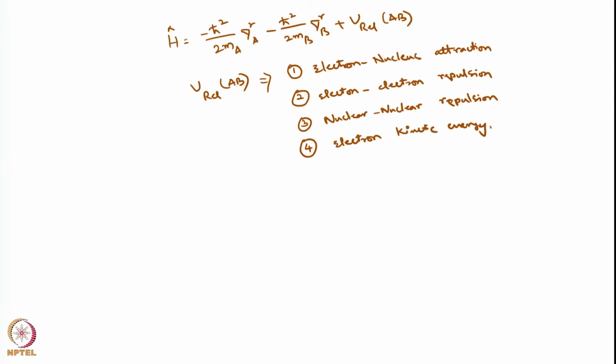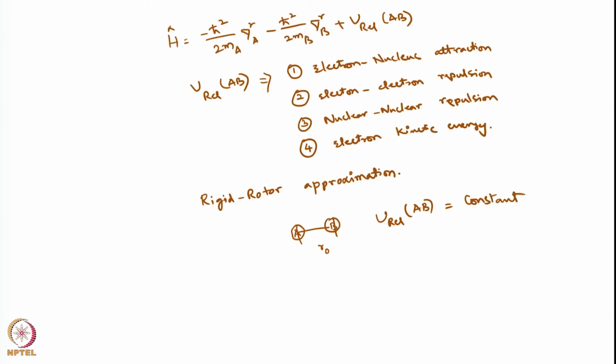Now, I want to make one approximation called the rigid rotor approximation. What am I saying when I say rigid rotor approximation? Very simply, it means the following: if I have A and B and they are separated by distance r naught, the distance is fixed. That means the nuclei are no longer moving. So, the nuclei are at fixed positions in this case. When you have such a scenario, then the sum U_rel(AB) will be equal to a constant. In the AB molecule the nuclei are fixed, they are not vibrating, they are just fixed.